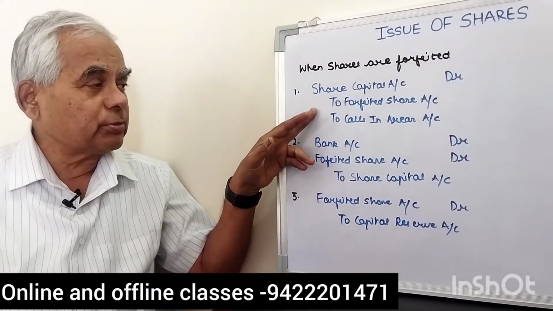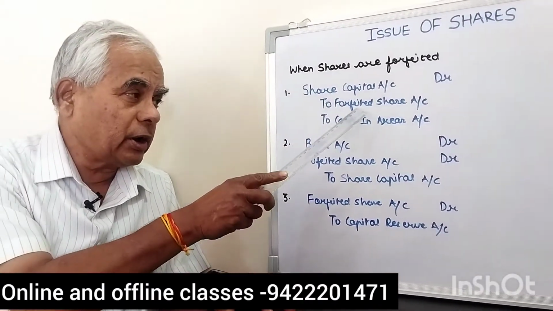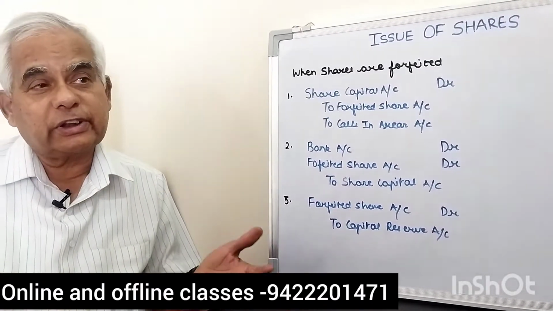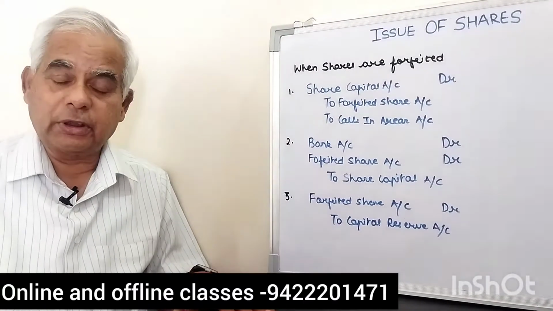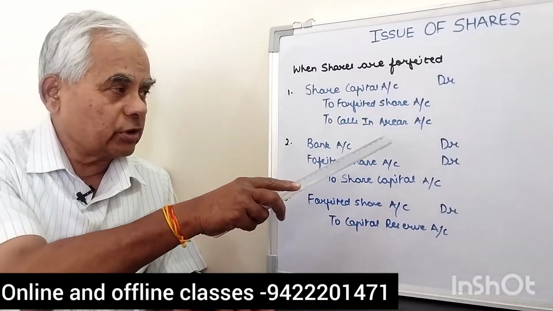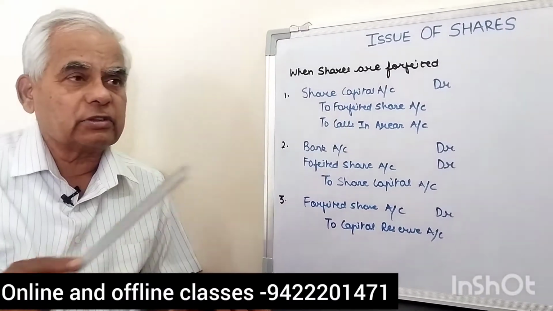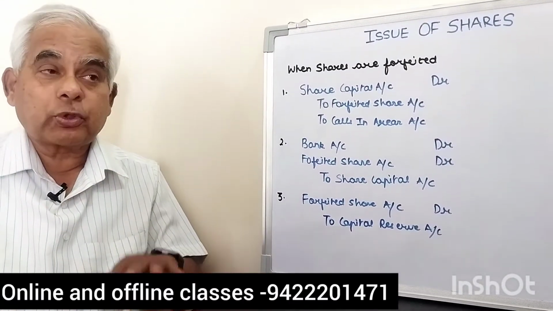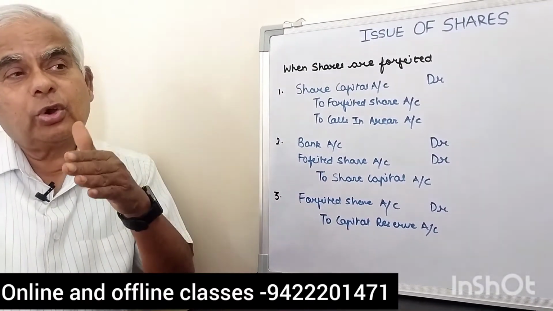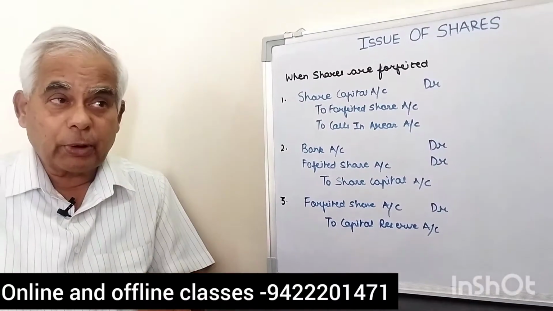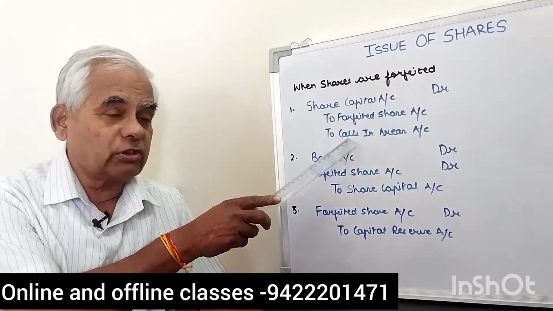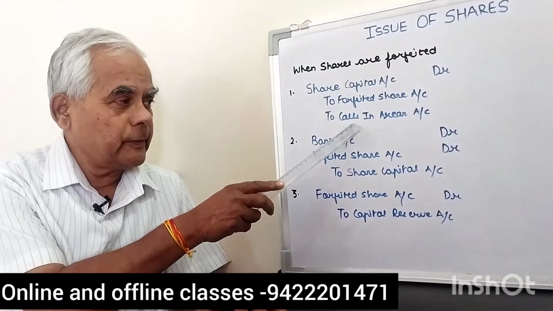To forfeited shares: whatever amount was paid by that shareholder is not going to be refunded, and naturally that is the profit income of the company. That's why we credit the forfeited share account. And to calls in arrear, this is nothing but a transfer entry. When bank account was debited, calls in arrear account was debited for the first call or allotment, whatever it may be. Now it is credited to calls in arrear, a transfer entry, nothing more.